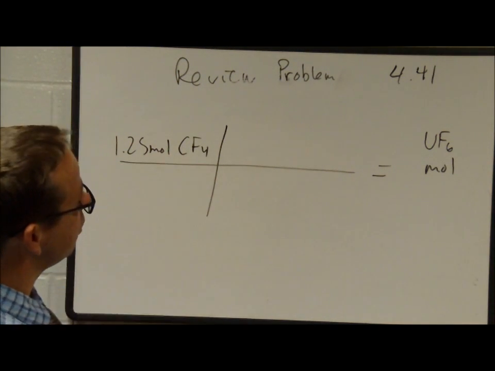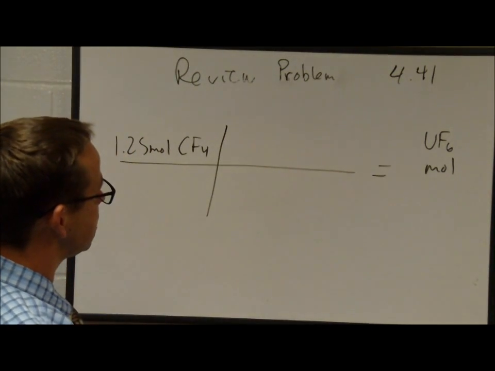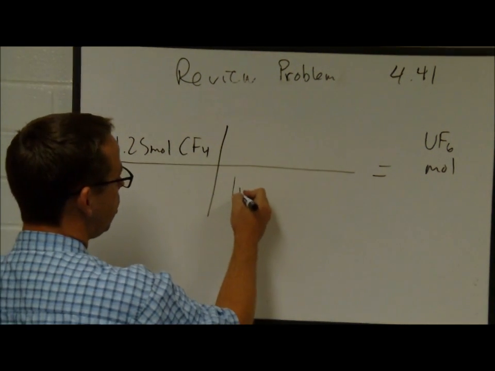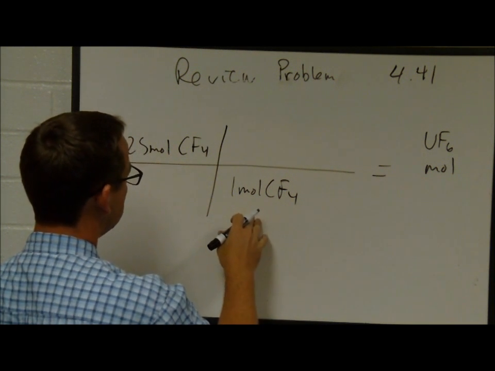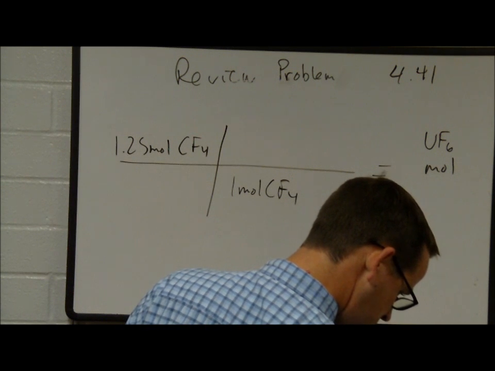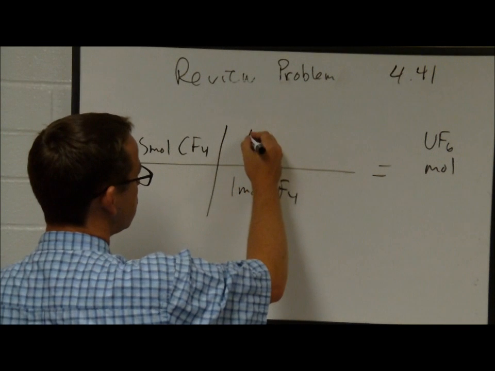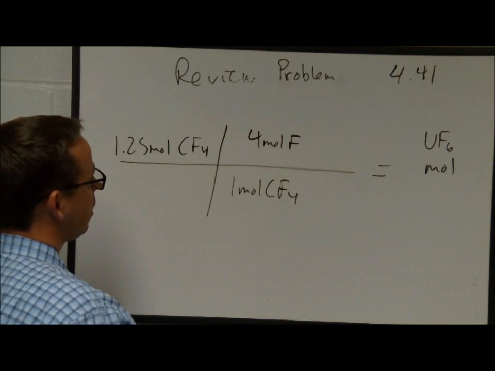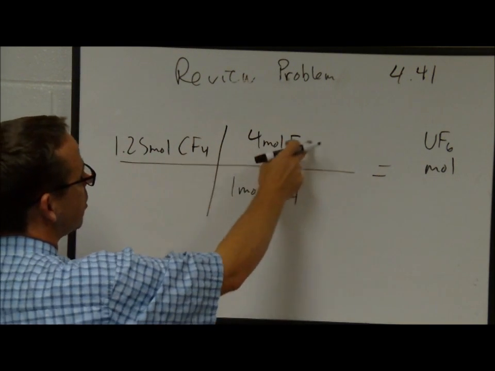1.25 moles of CF4. How many moles of UF6, uranium fluoride, is it going to require? Well, for every 1 mole of CF4, how many moles of UF6 would we have to decompose to provide enough fluorine? So we're just looking for the fluorine. There's 4 moles of fluorine. So if we want to make that much, we need 4 moles of fluorine.